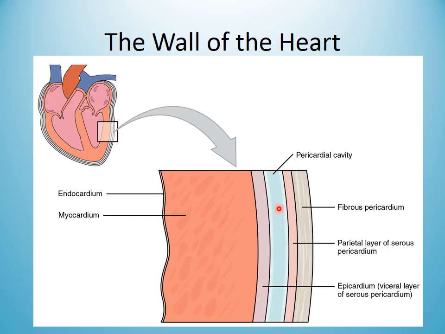Now, the pericardial cavity is very small. It's not a huge space, but a very small one. Then we have our epicardium, which is actually the visceral layer of the serous membrane. This is the myocardium, so this is the heart muscle itself. And then this very thin line here is the endocardium, and this lines the inside of the chambers of the heart.